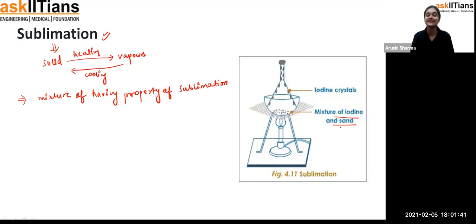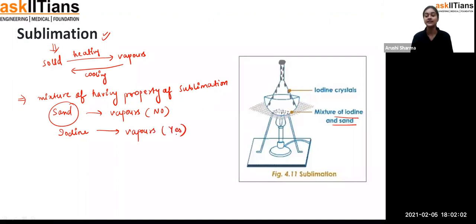Now we know that sand is not going to evaporate, that means vapors. Will you be able to form the vapors of sand? Exactly, no. But what happens, students, is that iodine has the property that it undergoes sublimation and forms the vapors directly. So yes, it is possible. So, students, when you have a mixture of such substances, in that mixture one of the substances has the property of sublimation, that it can directly convert into vapors. So you will be able to separate them out.